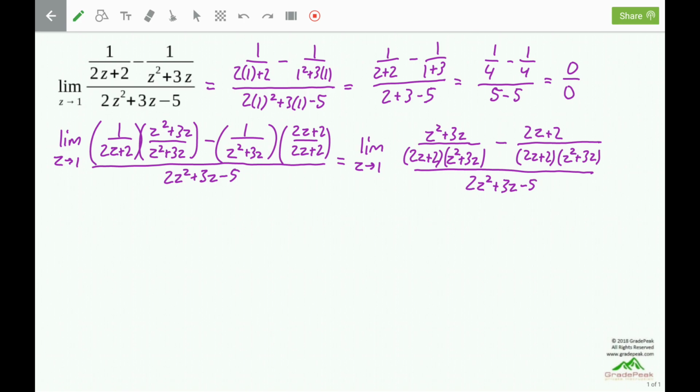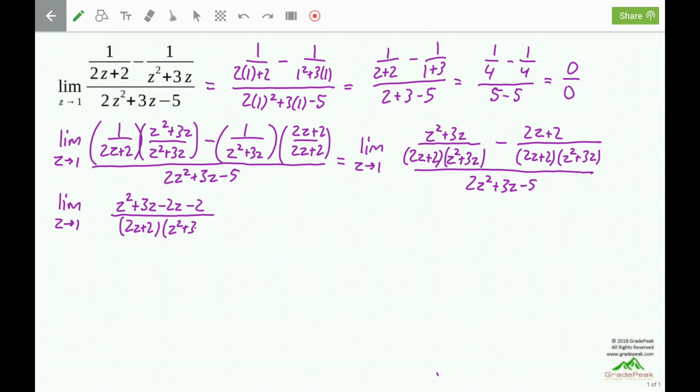The next thing we're going to do is add those two fractions together now that we've produced the common denominator between them. So we will be able to subtract them. Be careful with this minus sign. This will distribute on both of those terms in the numerator. Just watch for that. That will give us z squared plus 3z minus a 2z and minus a 2. All of that over the 2z plus 2 and the z squared plus 3z.